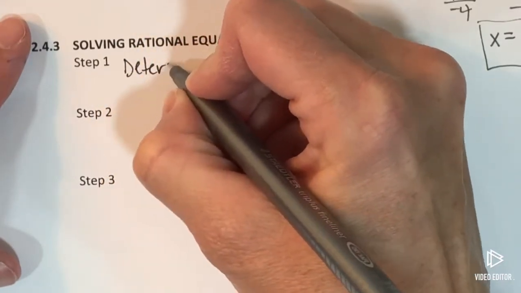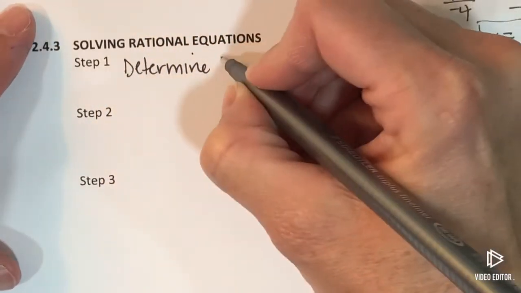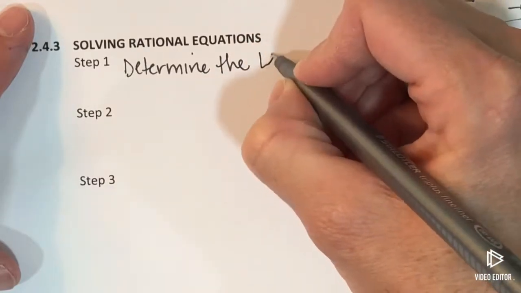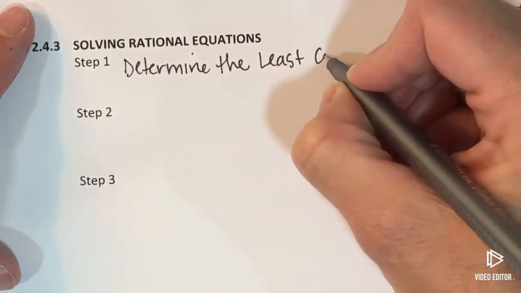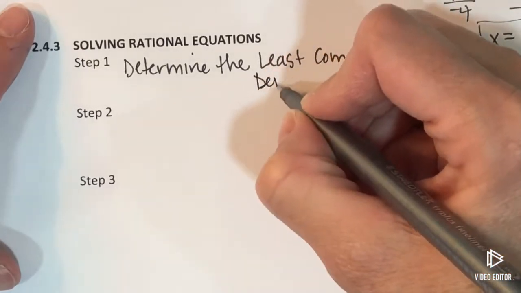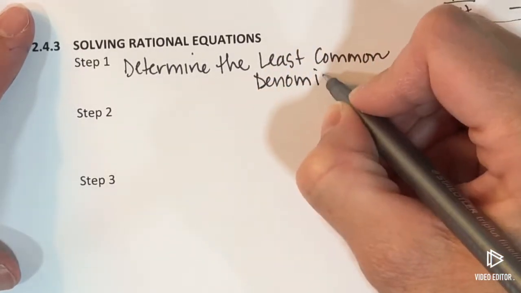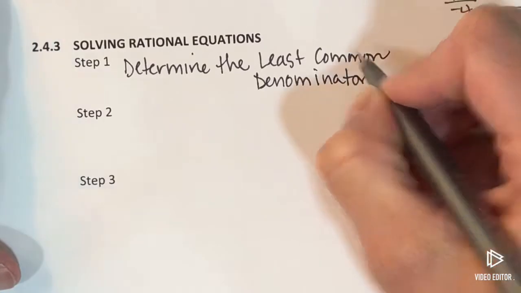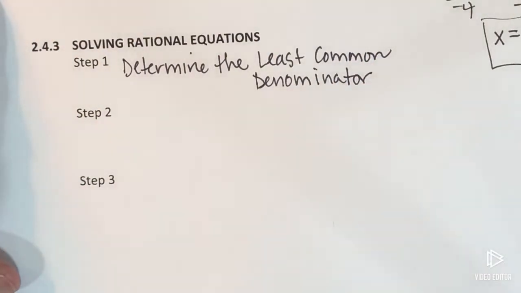We're going to determine the least common denominator. The least common denominator is what you would multiply by to get rid of all those denominators. That's the goal. We're going to have fractions and we want them gone because we're solving.